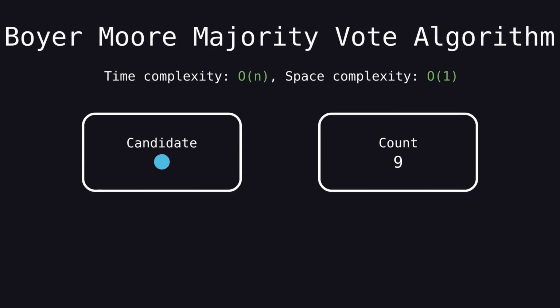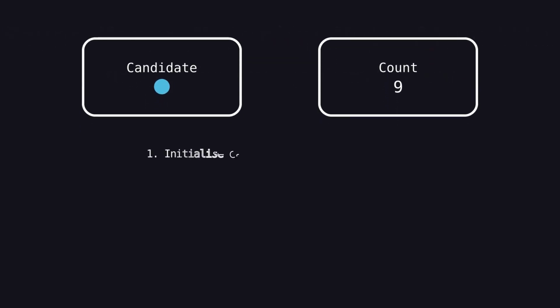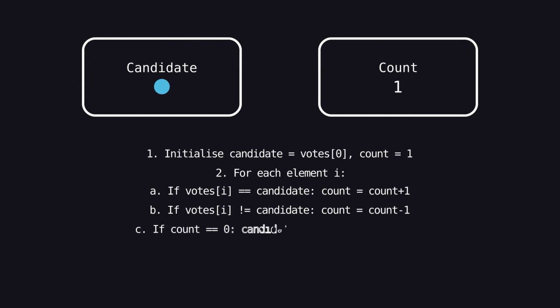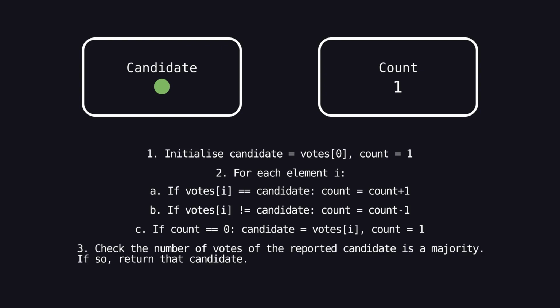Here's how the algorithm goes. Initialize the candidate to be the first element of the votes array and start the count at 1. For each element after the first one, if the current element is equal to the candidate, increment the count. If the current element is not equal to the candidate, decrement the count. If the count is 0, make the current element the new candidate and set the count to 1. When we reach the end of the array, check the number of votes of the reported candidate is actually a majority. If so, return that candidate.